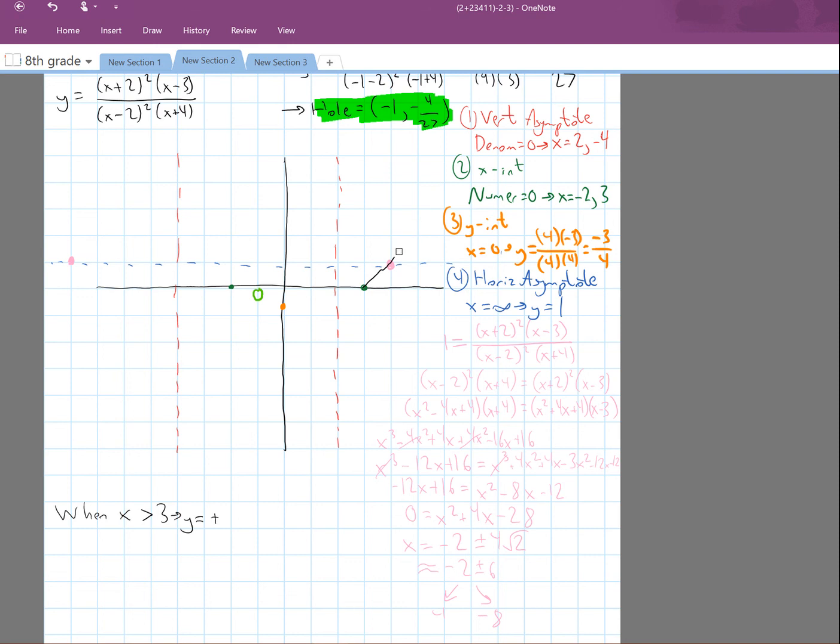Wait, I do that wrong. It's going to have to start over it and hug it. So it's hugging it above, going through the pink, and it's going to cross the green because that comes from x minus 3, which is not squared.